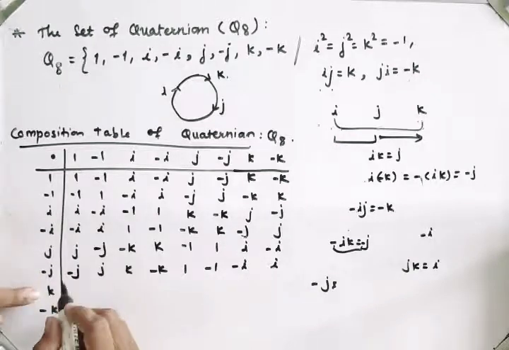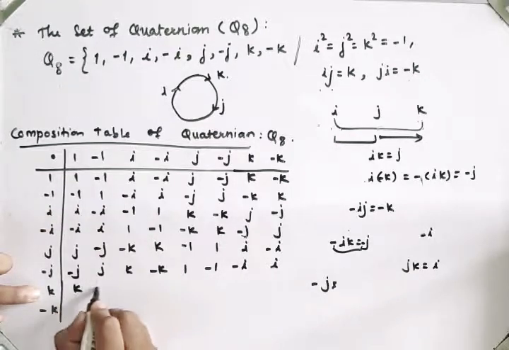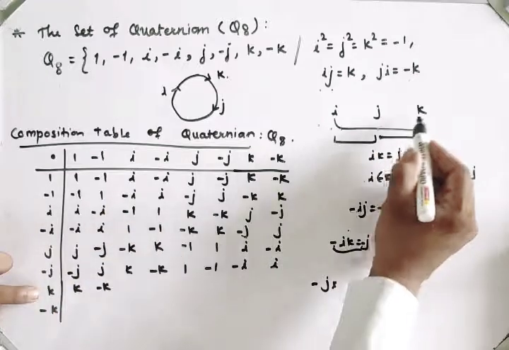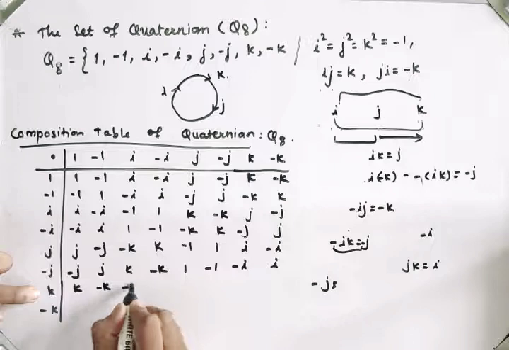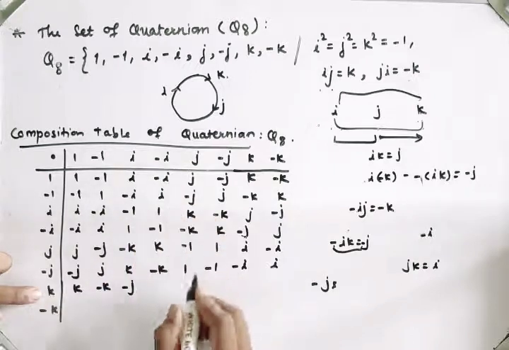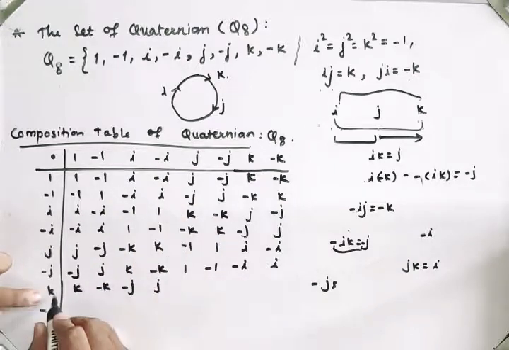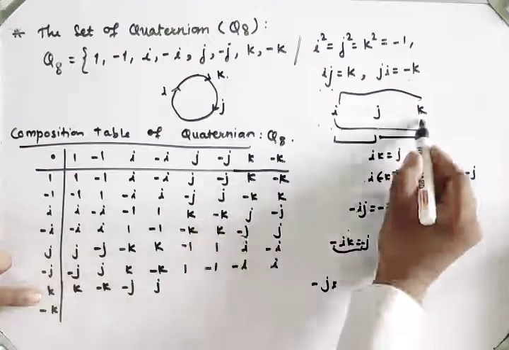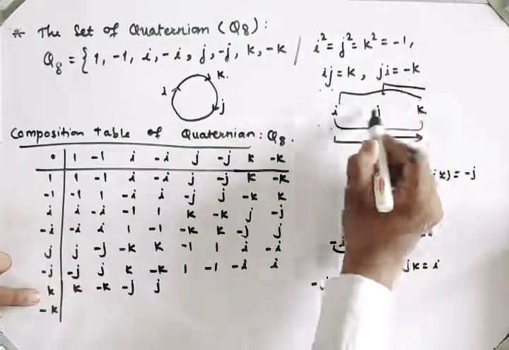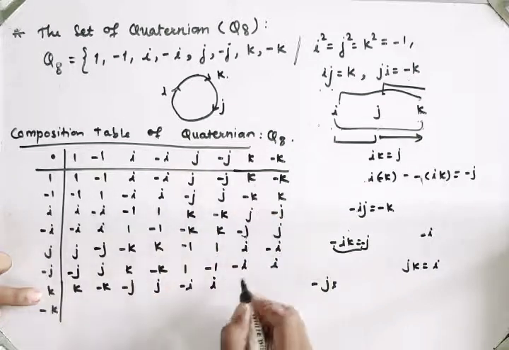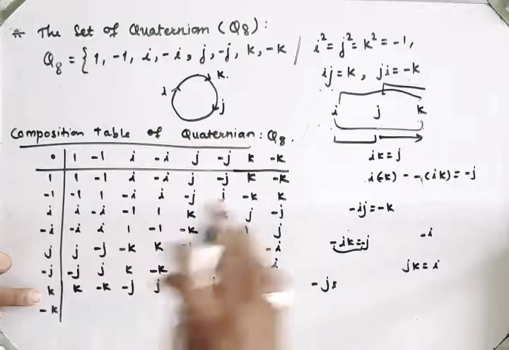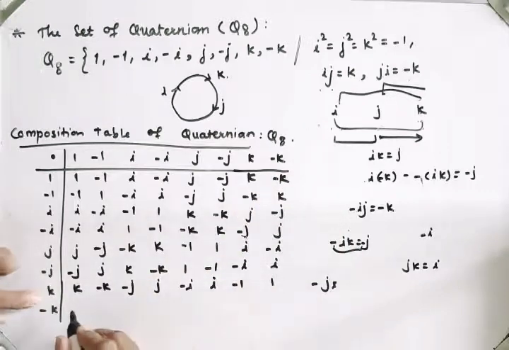Last two we will see, k. K into i, this is the opposite direction, so k into i means we get minus j. K into minus i, so we will get j. K into j, this is again opposite, so I get minus i, and k into minus j will get i. K into k, square, minus 1. K into minus k which is 1.